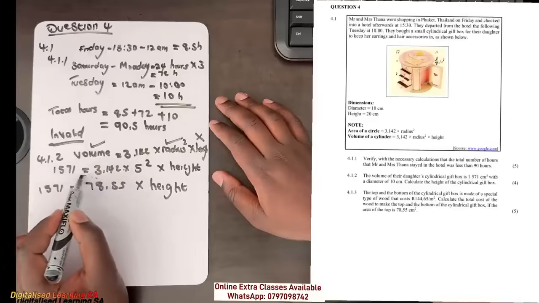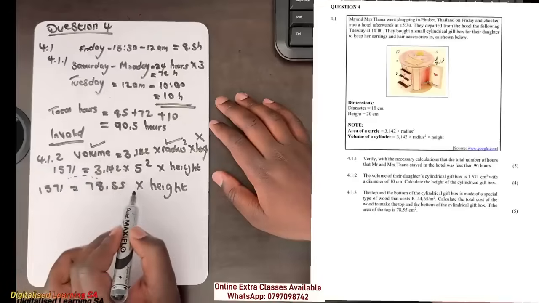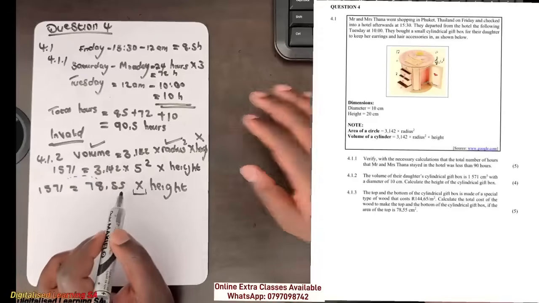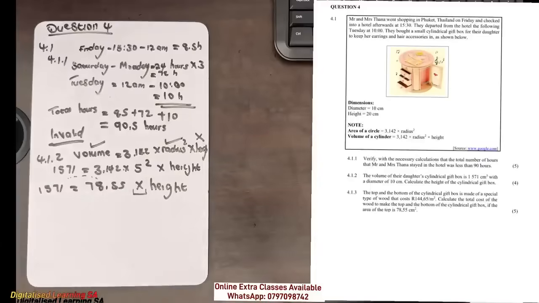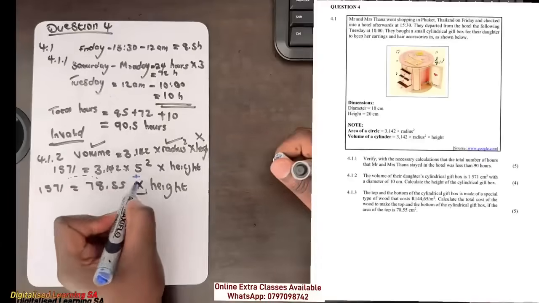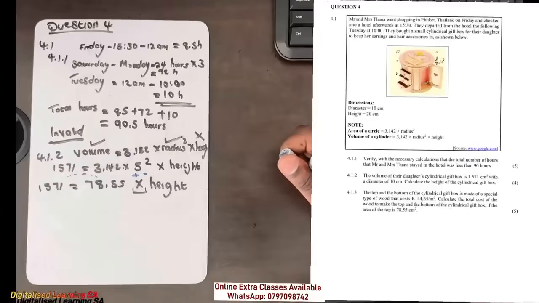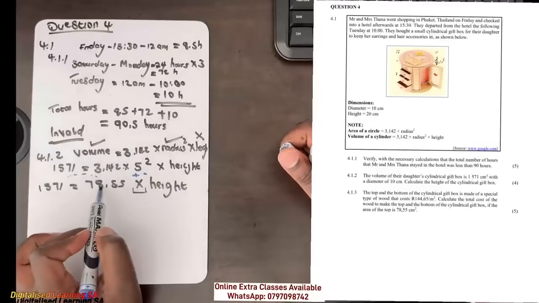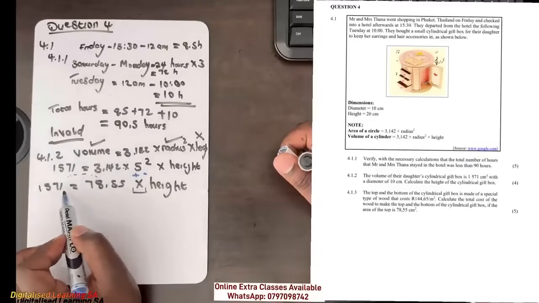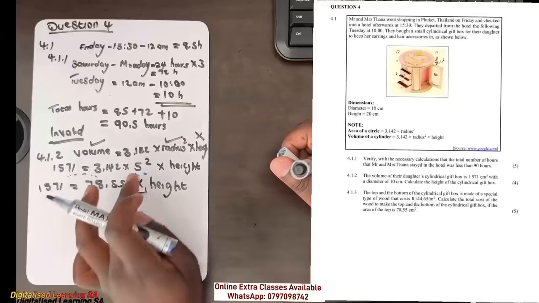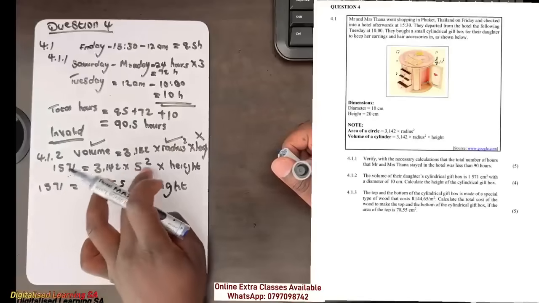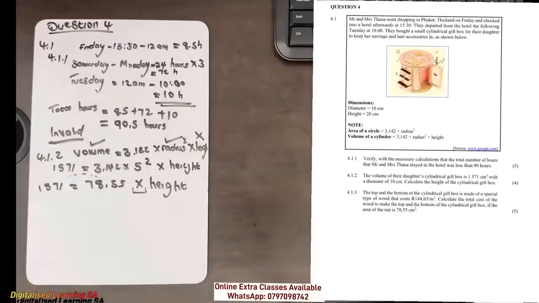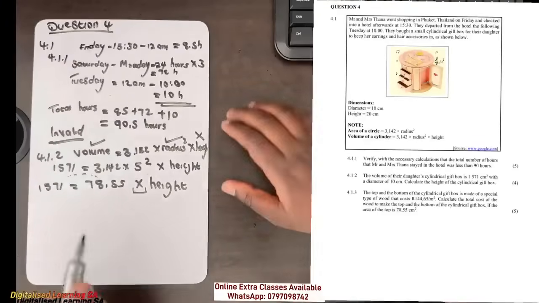So we know that we can take it to the other side, but in this case we have a multiplication sign in between. But if it was an addition or a subtraction, we're going to just take this to the other side. So in this case, because we have a multiplication sign, it means that we just divide.